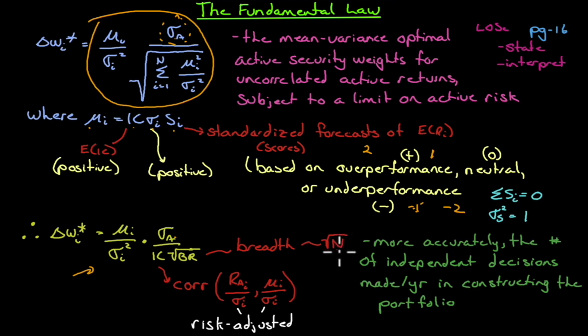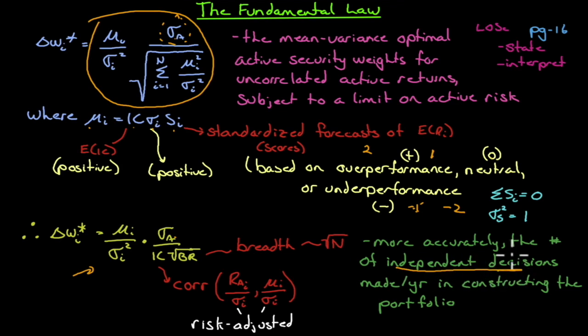So if we've got 10 securities and we make our forecasts at the beginning of the year and we set our weights and we let it run for the year, breadth is 10. But if we revisit our forecasts every 6 months, we make 10 forecasts at the beginning of the year, then 6 months later, we do it again, independent of the first 10, we make another 10 forecasts. Our breadth, our BR, would be 20 and not just 10 securities. It would be the number of independent decisions, not just the number of securities.